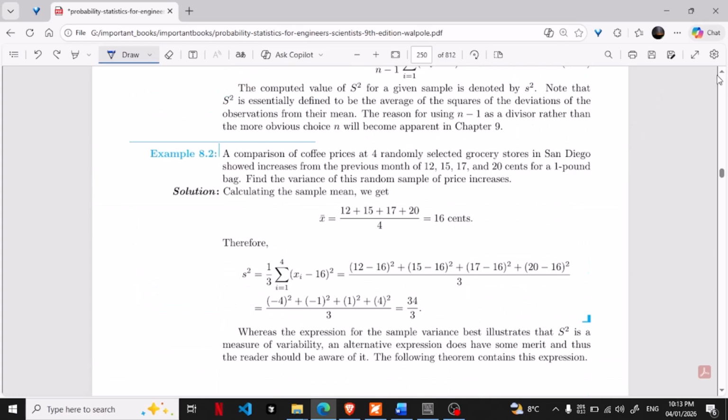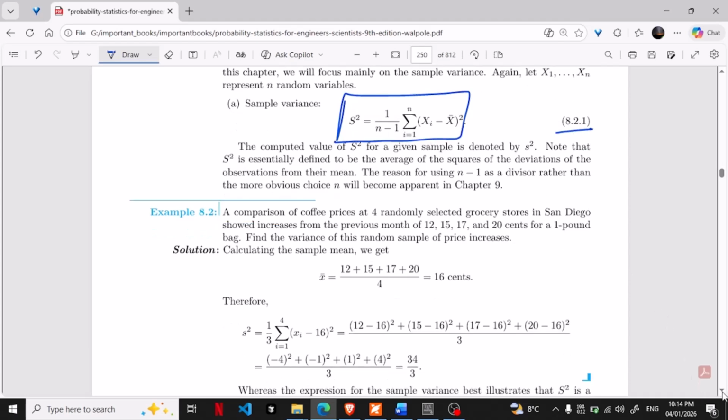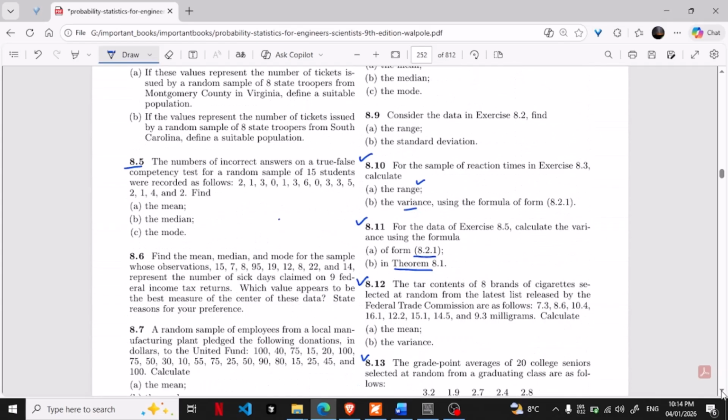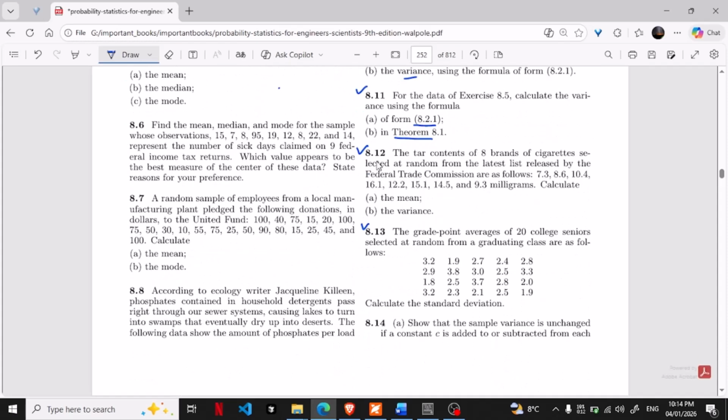Similarly, the other one is the formula which is here. This is what we have solved previously, and this is 8.2.1. You have to use these two formulas to find the answer of that question. So this is for question 8.11.